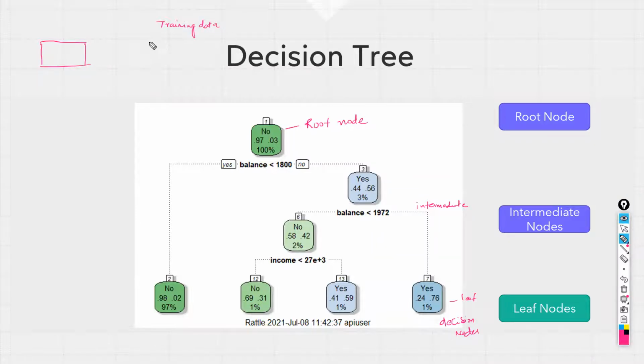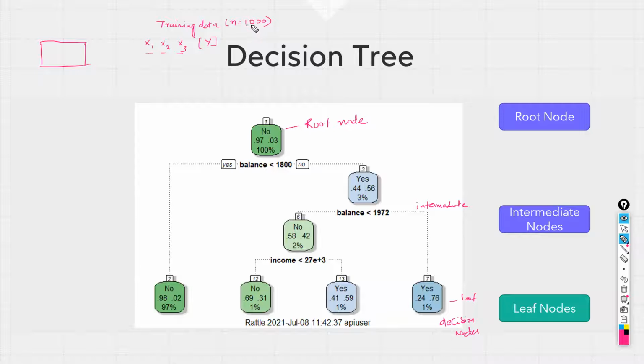And training data looks like this: x1, x2, x3, and y. x1, x2, x3 are our input variables, and y is our target variable. For our simplicity, let's say we have 1,000 observations. N is equal to 1,000.